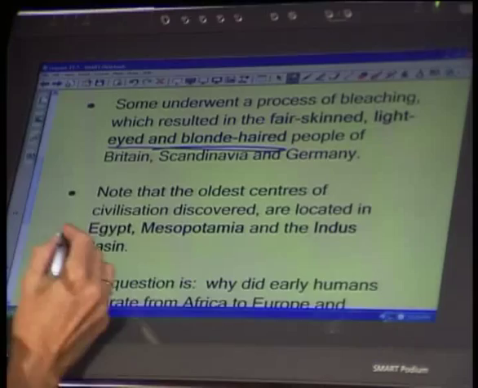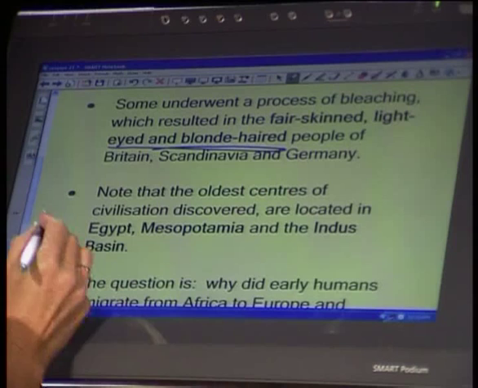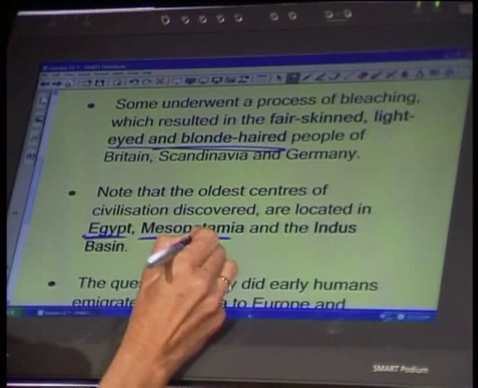So the oldest centers of civilization out of everything that they found archaeologically are Egypt, Mesopotamia, and the Indus Basin. All right, that's where they find all these things. So it can only stand to reason that that's where the people were.